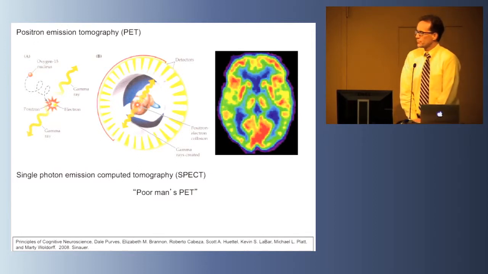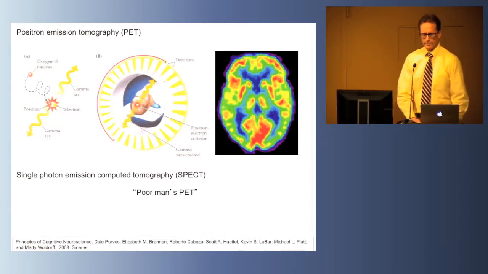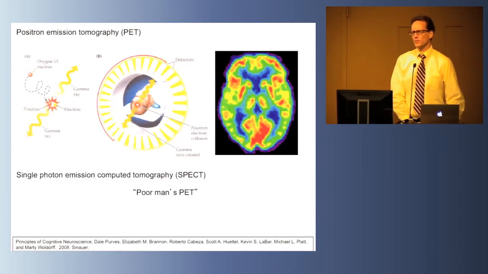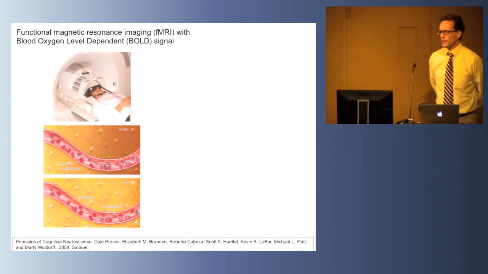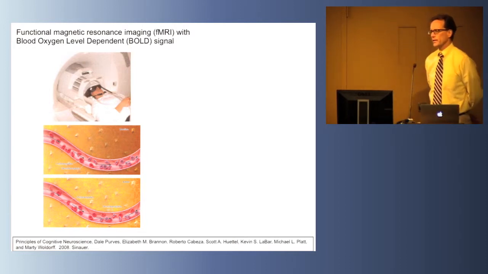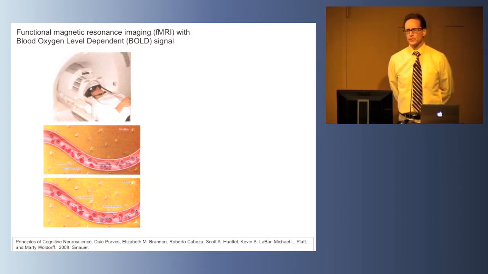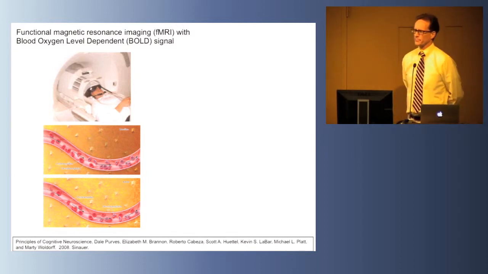Another technique referred to as poor man's PET is single photon emission computed tomography, SPECT. This has some application in neurolaw, but it's becoming, I think, less common, and so we'll emphasize it less. Now, the most popular and widely used technique for understanding brain function today in humans is functional magnetic resonance imaging.